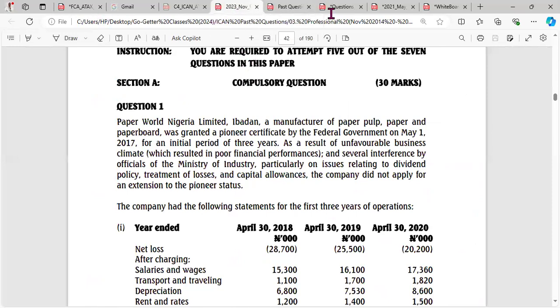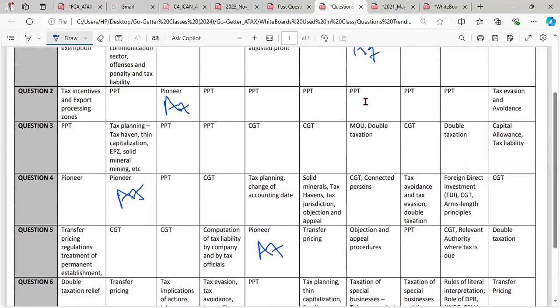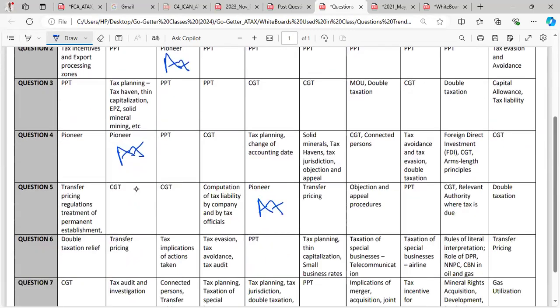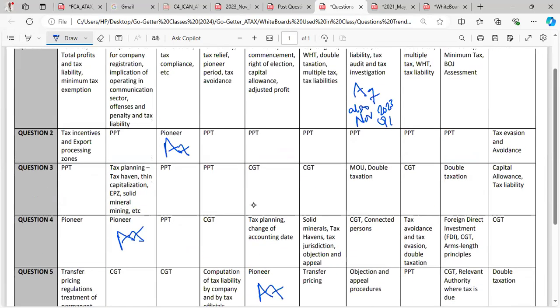2023 question 1. So I will just come here and I will say November 2023 question 1. So how many are you trying here? 1, 2, 3, 4, 5. You are trying 5 questions to see how proficient you can be.